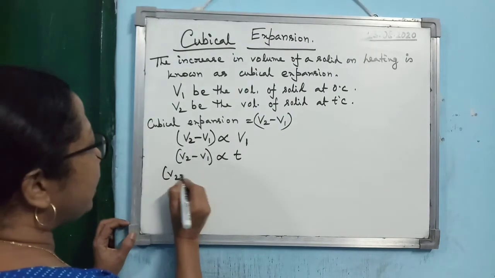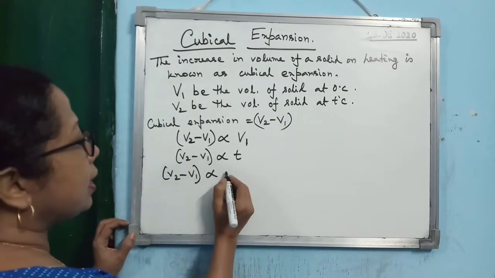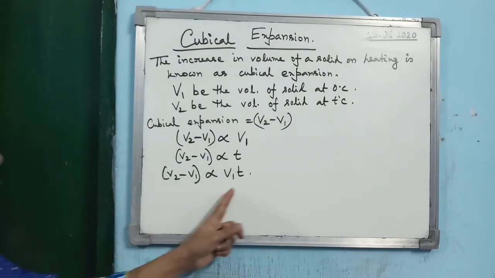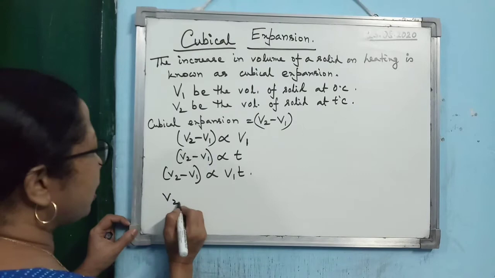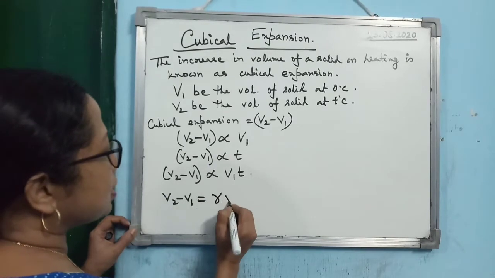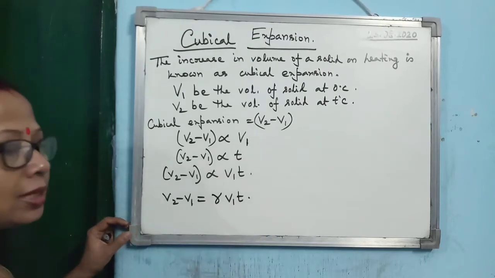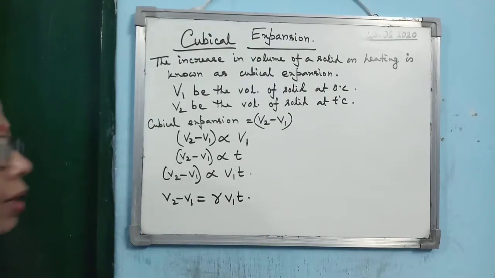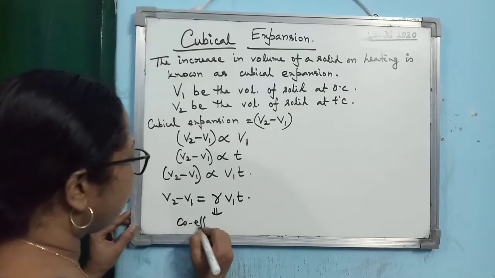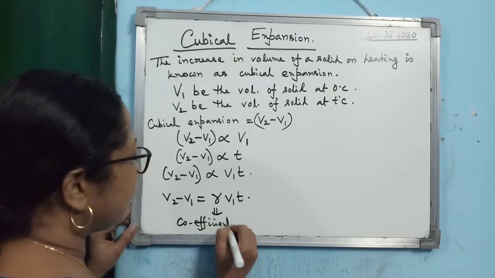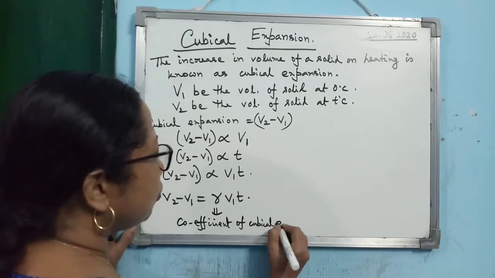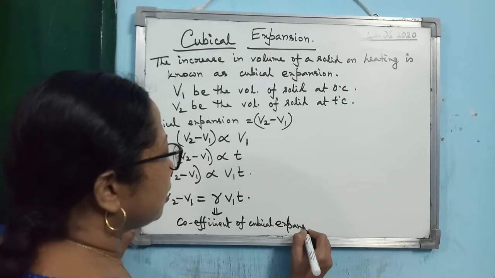So if you combine both the relations, you can write it as V1 into T. V2 minus V1 is proportional to V1 into T. So you can write V2 minus V1 is equal to some constant into T. This constant is denoted by gamma and it is known as coefficient of cubical expansion.